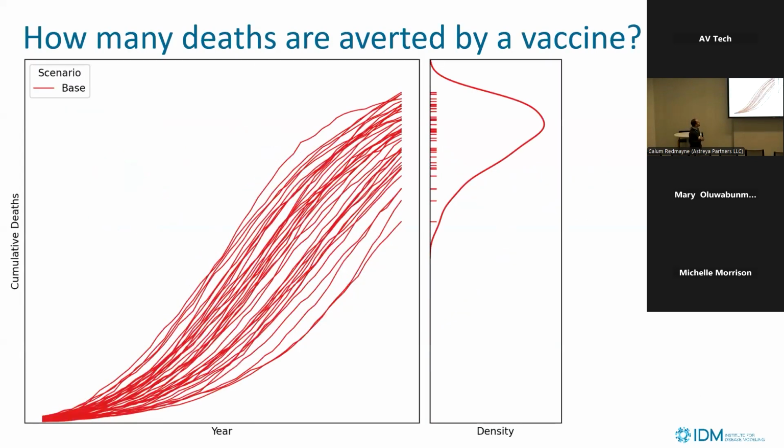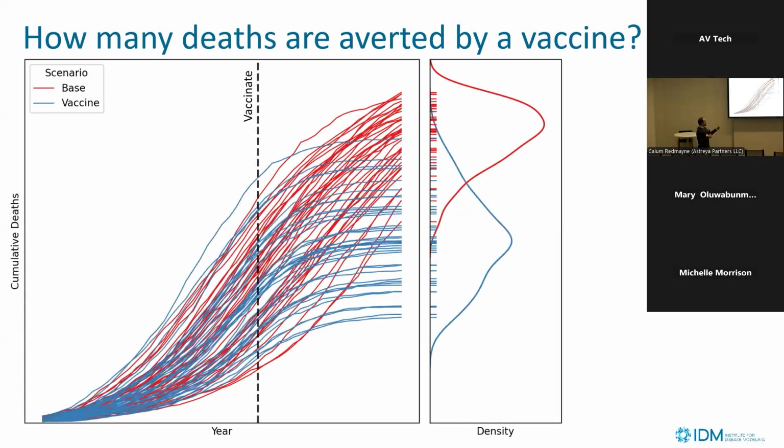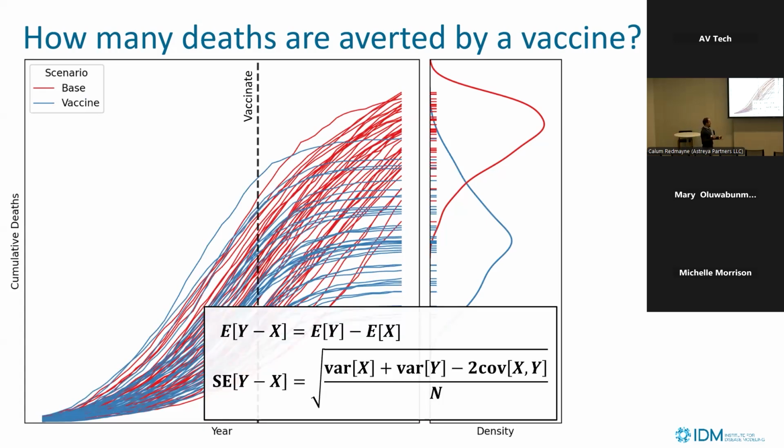So this is all about comparing simulations, which is something we do all the time, for example, in a scenario analysis. So let's just start with a simple scenario analysis. For example, we want to assess how many deaths might be averted by a vaccine. So what we and everybody else would do is run a bunch of simulations without a vaccine, then run a bunch of simulations with a vaccine, and then just do some basic math to figure out the difference.